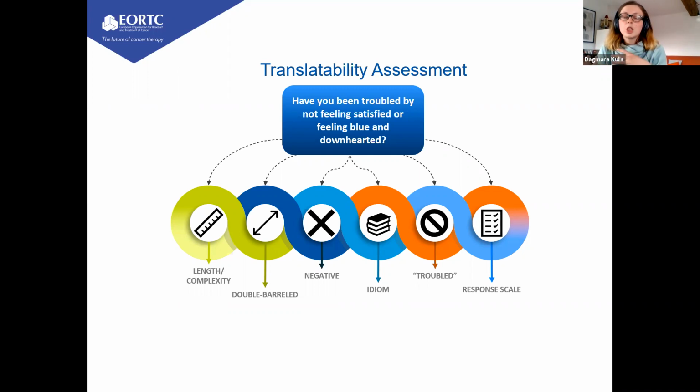And then finally, we checked if a question fits the response scale that has been chosen to go with it. Because, for example, if you ask a simple question like, have you had fever? It will be more of a yes/no question than a bit to very much sort of response. Thank you. Next one.